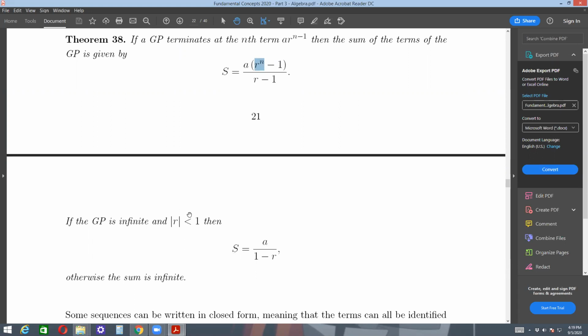But if the magnitude of r is greater than or equal to 1, then this would just blow up. Right? So it doesn't actually have a finite sum in that case. Right? Because if r is equal to 1, you have division by 0. That's a problem.